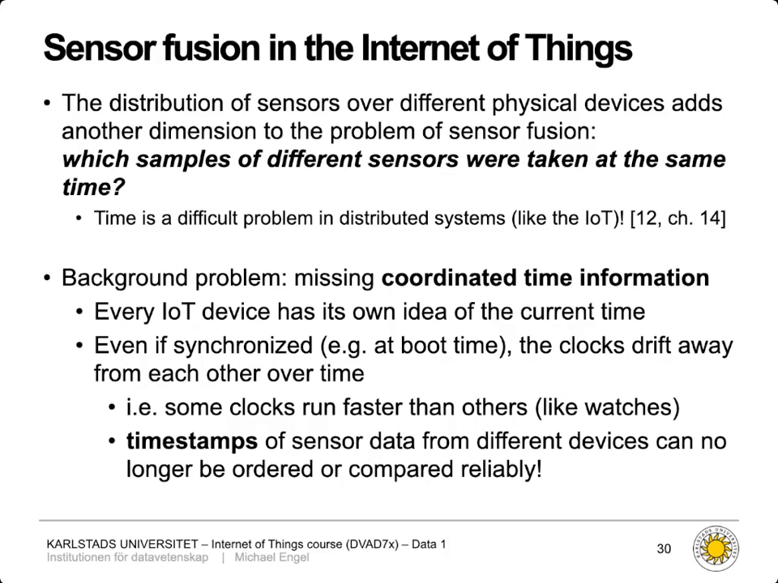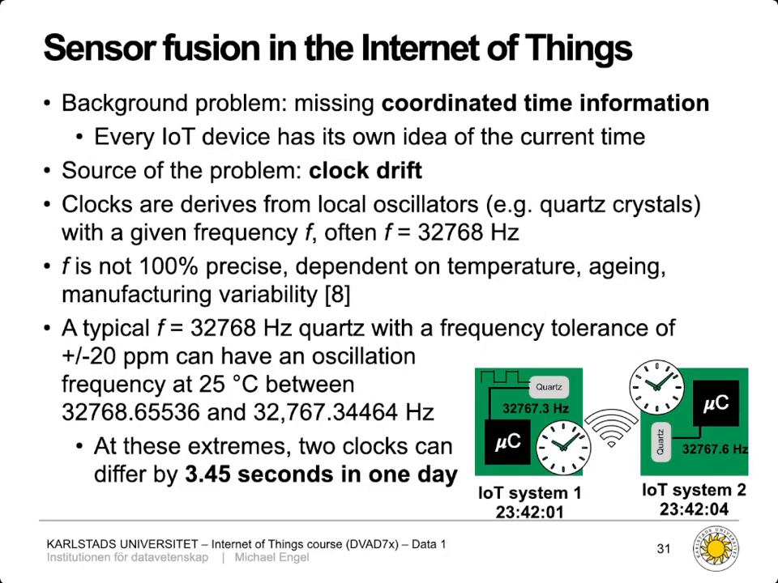And essentially, if we augment each of our sensor values locally on a device with a timestamp from a local clock, these timestamps would seem identical, but would in fact indicate different physical points in time. And then we would fuse the wrong data and would get, in the best case, just some imprecision, so some noise again in our signal, or in the worst case, complete garbage. So the background problem, as we've seen, is missing coordinated time information.